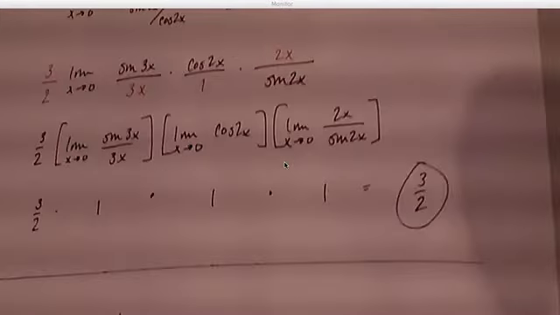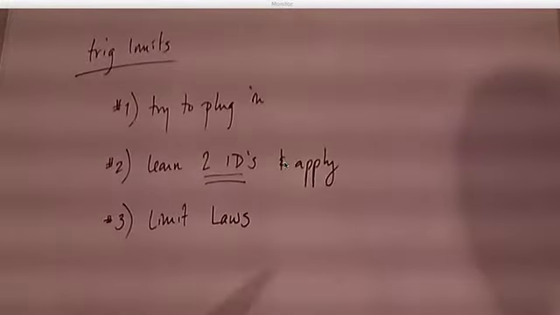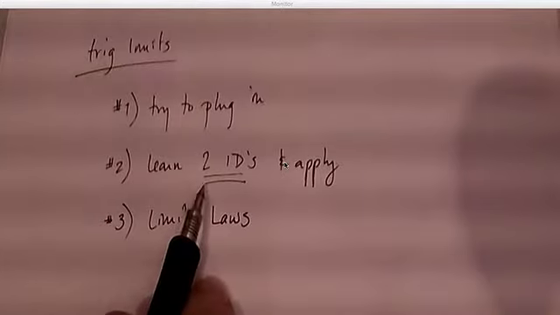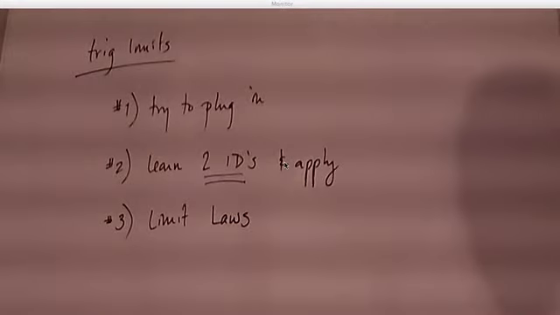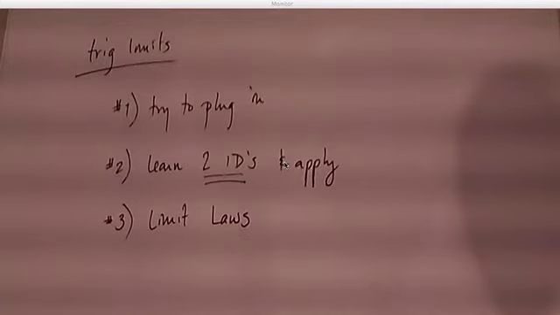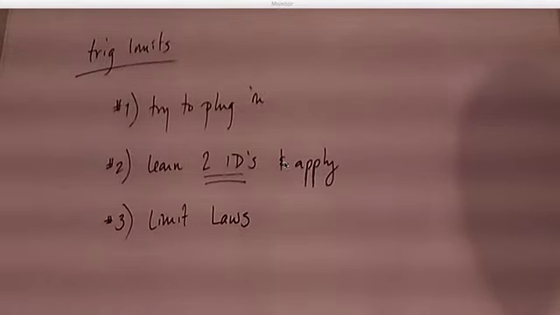We need to be able to take products and quotients and pull them apart into their constituent factors such that we can actually manipulate those individual factors into the form that the two IDs actually hold, okay? That's sort of the conceptual backdrop for trig limits. I'll go ahead and stop the video here, and I'll basically pull out about a dozen or so examples, and we'll run through those very, very quickly in the next video that I post.